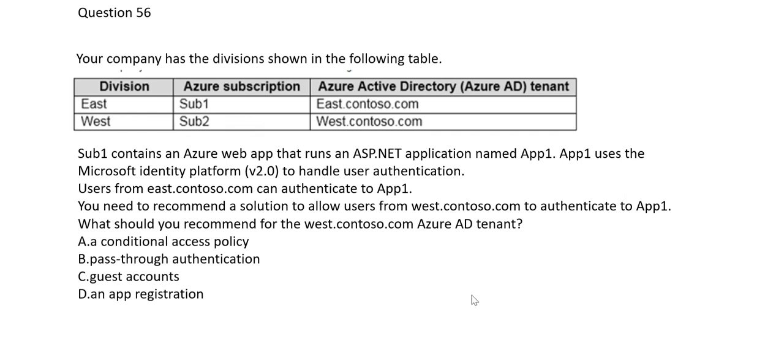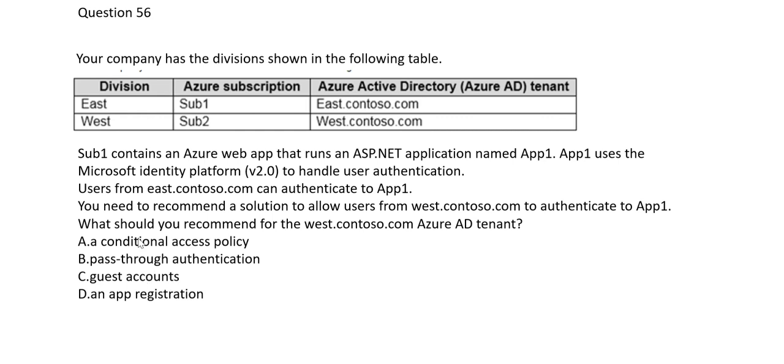For example, East Assam people can access this application, App1. Now you want people from the Gujarat division to also access this app. Who are these people? These are guests, so you should do it through guest accounts. You will not do an app registration for them because they are not from the same division. They need to have guest accounts. That's why C seems correct and D is wrong.